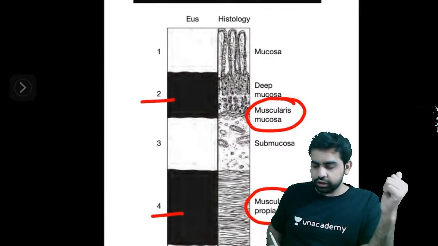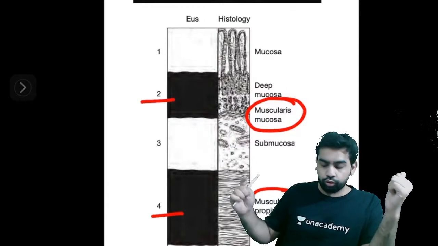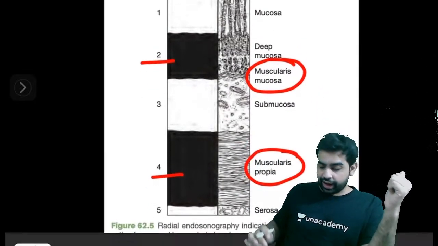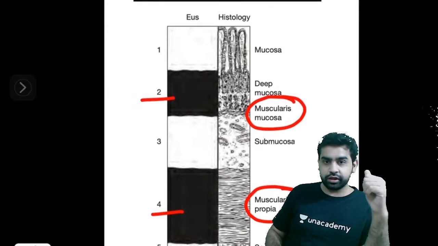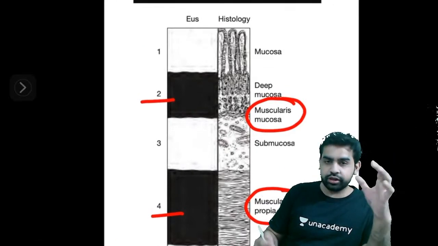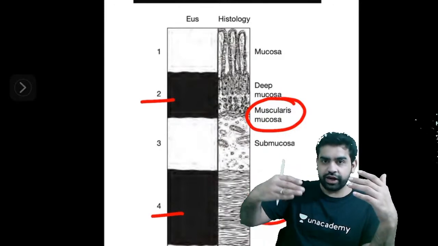So they are the ones which are appearing black, but the mucosa, the submucosa and below it the serosa, these are the three layers which are appearing white. Are you able to understand this point? So it's a concentric arrangement of white and black layers.